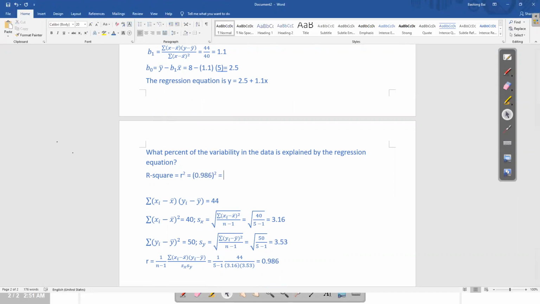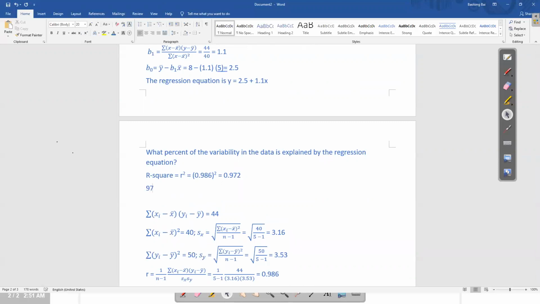So then we can calculate. 0.972. So you can answer that about 97.2% of the variability in the data is explained by the regression equation. And that's it.